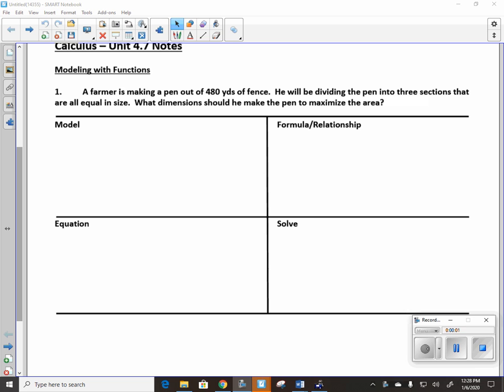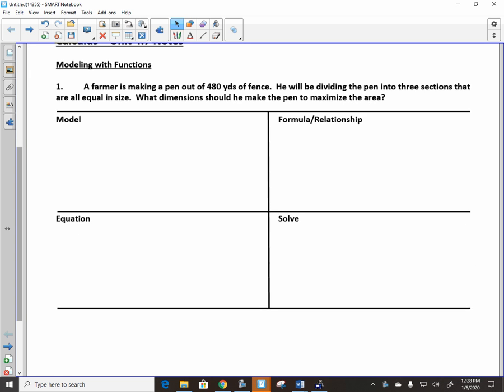Type problem. So, a farmer is making a pen out of 480 yards of fencing. It's going to be a rectangular pen, so it's going to be a pen that looks something of this nature. Whoop. Do it every time.